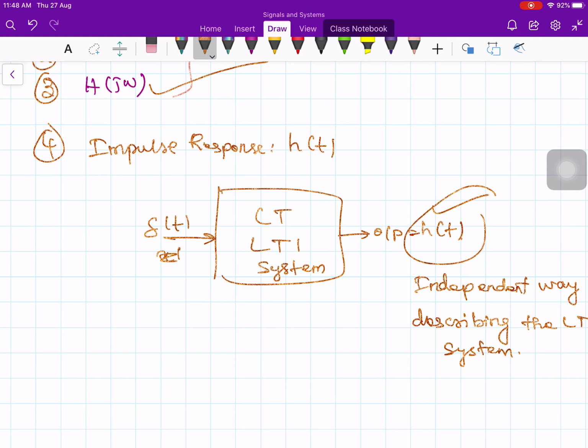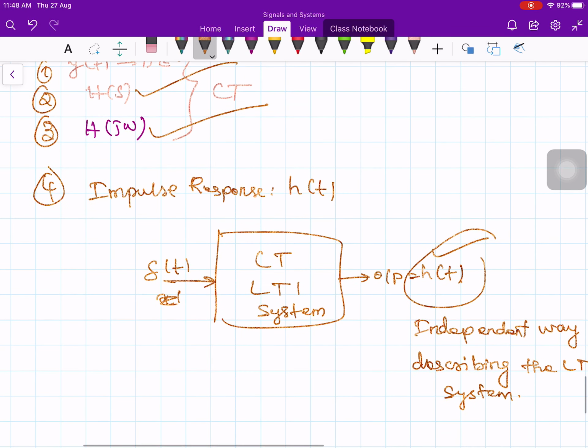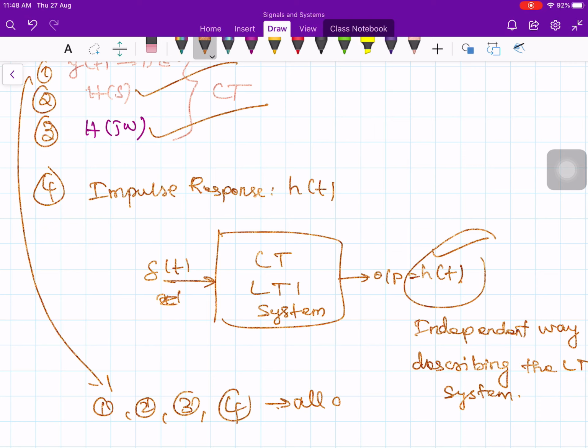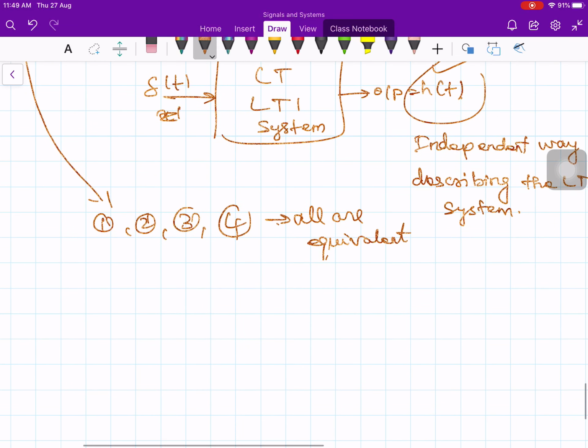You can choose any one, either a differential equation or h of s or h of j omega or impulse response, all are equivalent. 1, 2, 3 and this 4. These 4 methods all are equivalent. You can choose any one, whichever you feel more comfortable, and find the output of the system. Later on when you are designing a system and you want to know what the output of the system is, then you can employ h of t, where, as we already discussed, y of t is equal to x of t convolved with h of t.